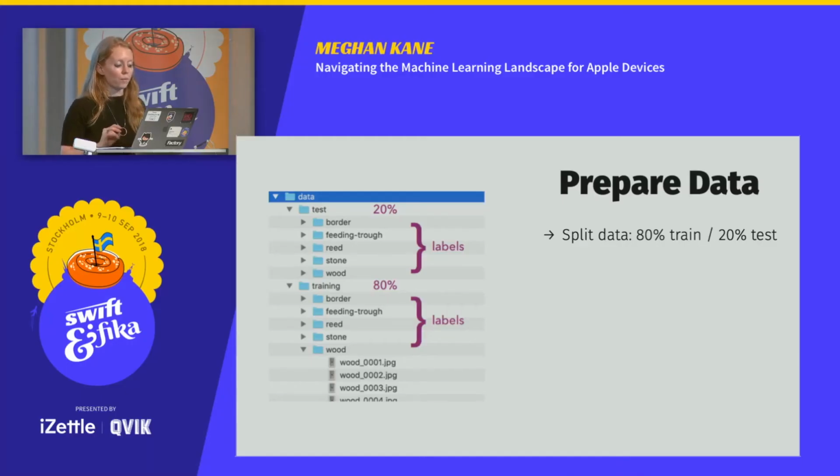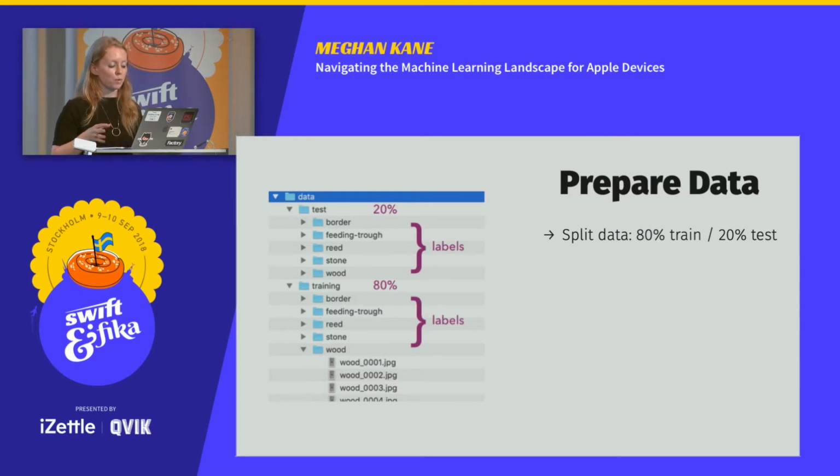OK, so now that we have the data, let's prepare it for how CreateML expects it. CreateML just expects you to put the data in subfolders for each of your labels. The board game pieces that we're classifying are the border piece, the feeding trough, the reed, the stone, and the wood. So we have folders for each of these, and then we nest those into a test folder and a training folder.